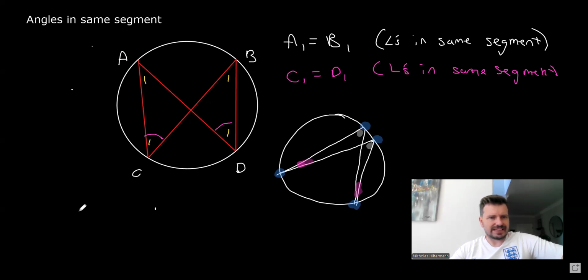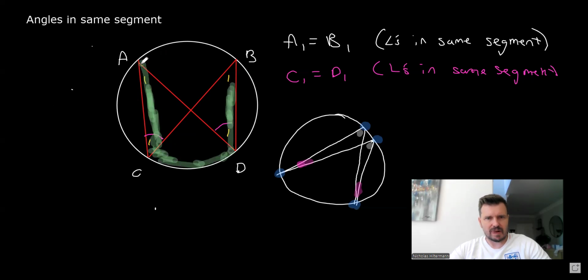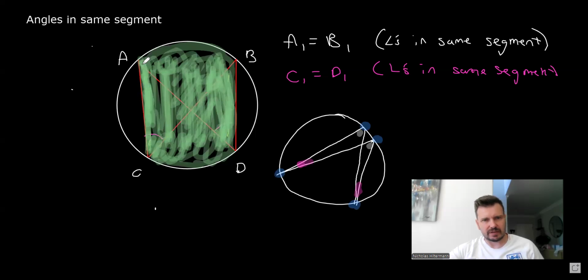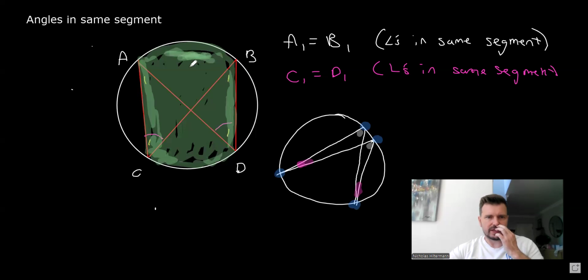By definition, a segment is a part of the circle. I'll just highlight what a segment would look like. So a segment represents something like that. So that's a segment. It's when you divide a circle using two lines like that. Okay. So that's a segment.